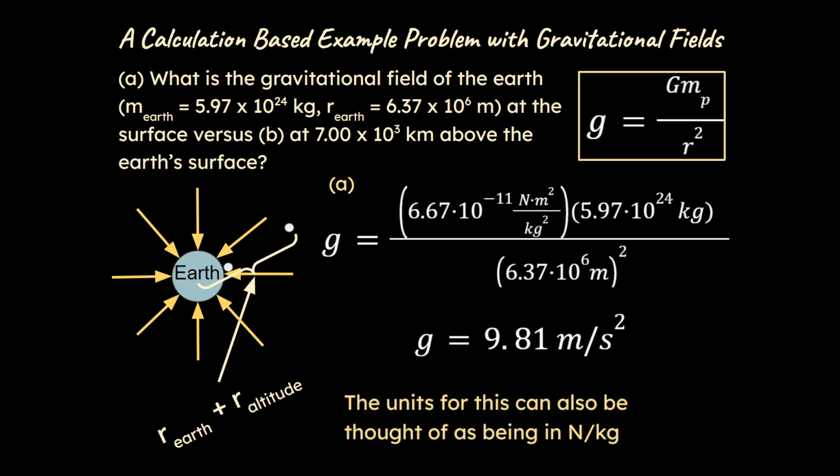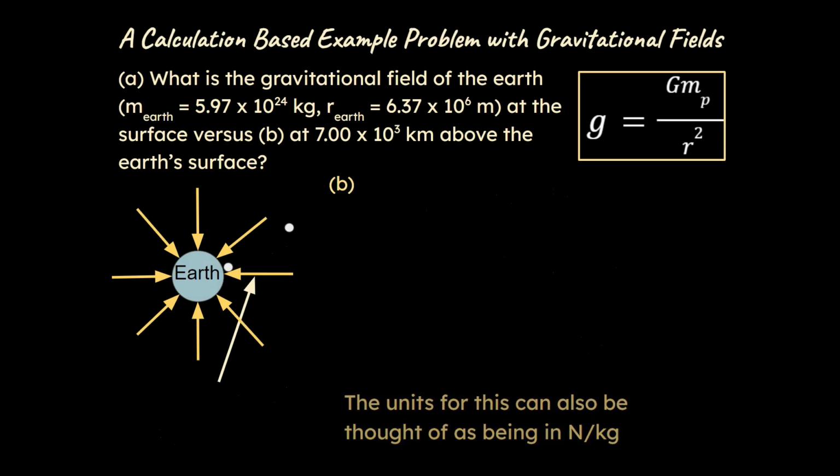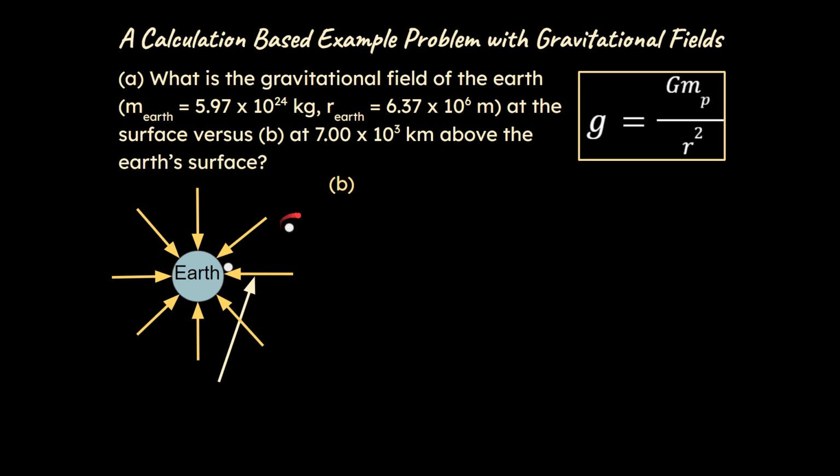Alright, let's continue and do two more quick problems. So B says, what is the gravitational field going to be here at some radius that's farther above the surface of the Earth out here? Well, if we do the math, our radius is going to be the sum of the altitude above the surface of the Earth and the radius of the Earth. Remember, Newton's universal law of gravitation applies between the center of both objects, not from the surface of the objects.